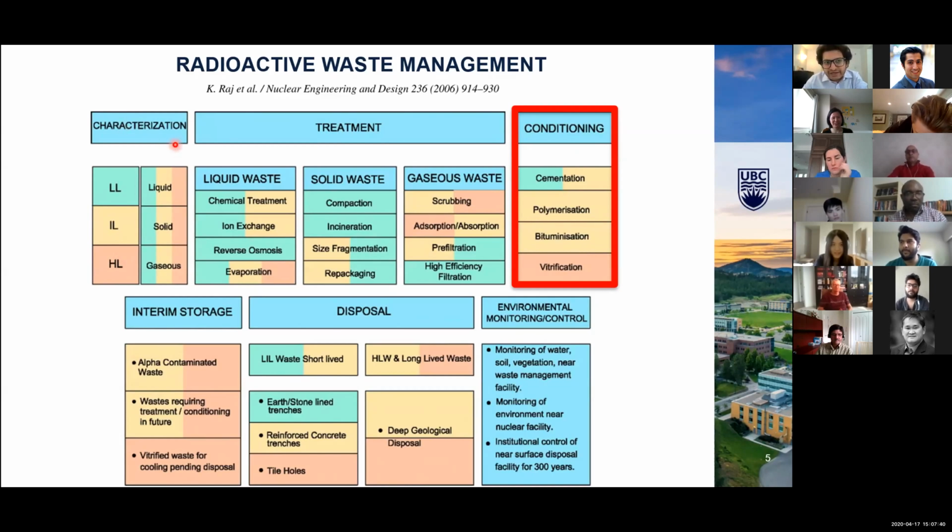Once they're characterized, they undergo a treatment process in which the wastes are concentrated or filtered out. And finally, they are conditioned. Conditioning means that the nuclear waste is converted into a solid waste form by using processes such as cementation, polymerization, or geopolymerization. Once the nuclear waste is conditioned, it is stored inside steel drums or concrete drums and finally disposed in the earth repository.